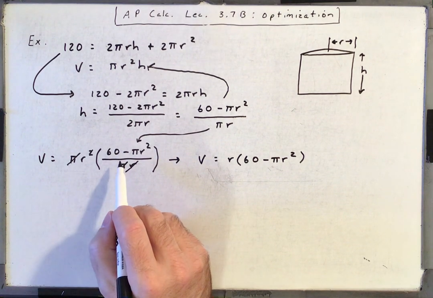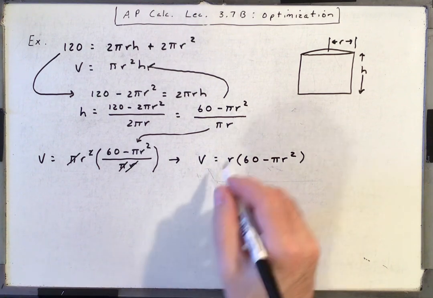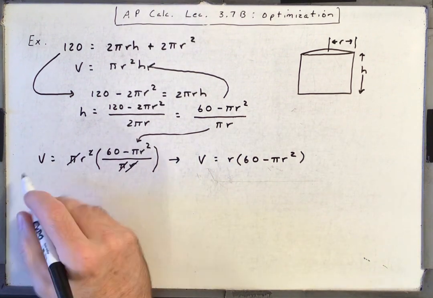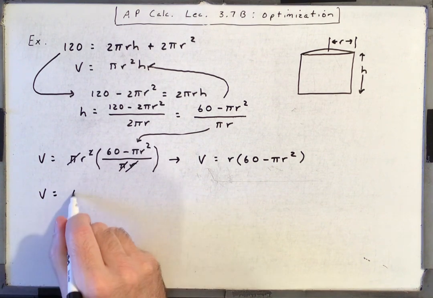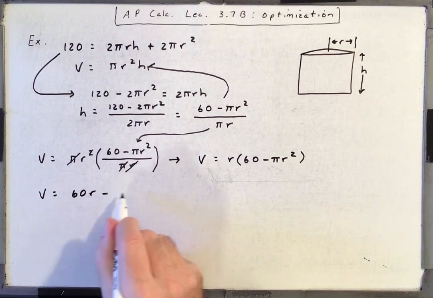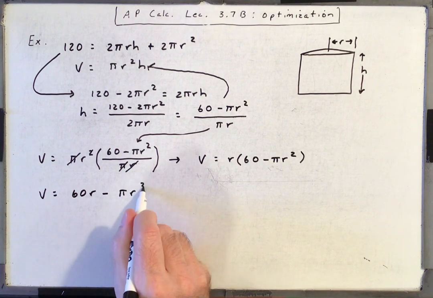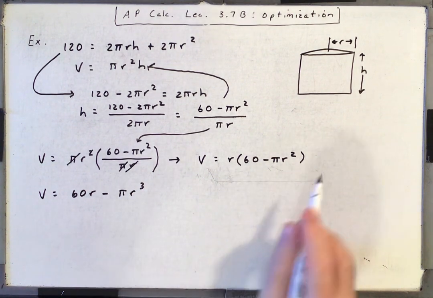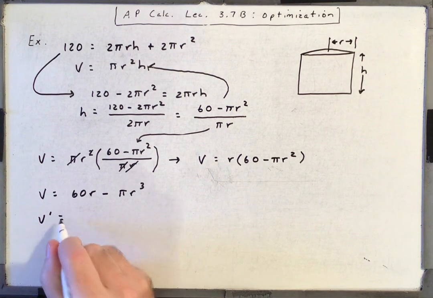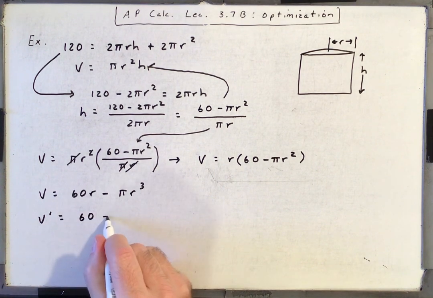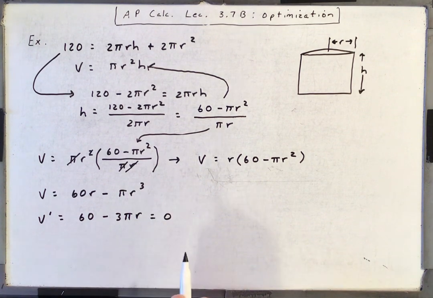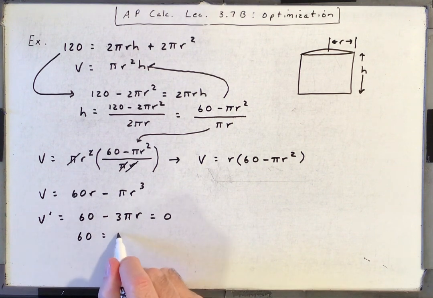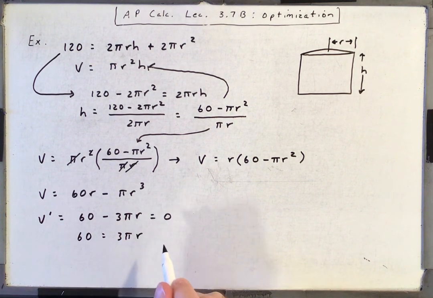Now, let's go ahead before I take the derivative, because we don't want to do a product rule: 60r minus pi r cubed. So I distributed the r. So the derivative would be 60 minus 3 pi r squared. We're going to set that equal to 0. So we'd have 60 is equal to 3 pi r squared.